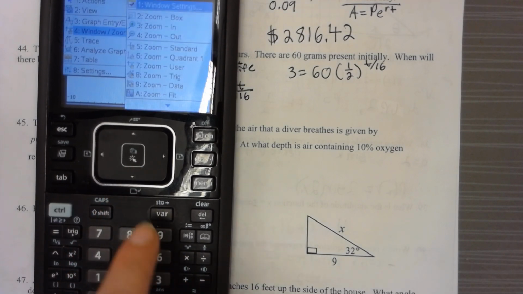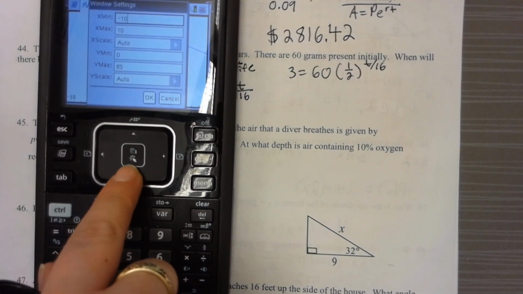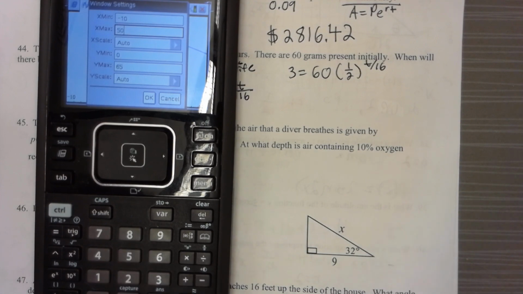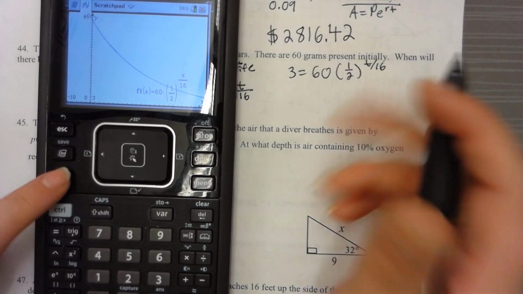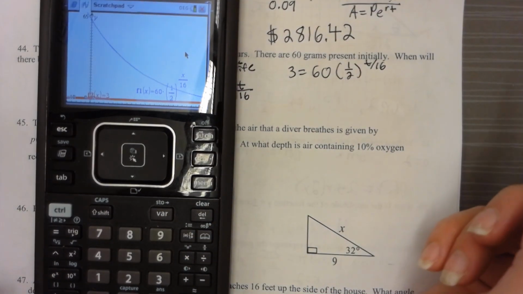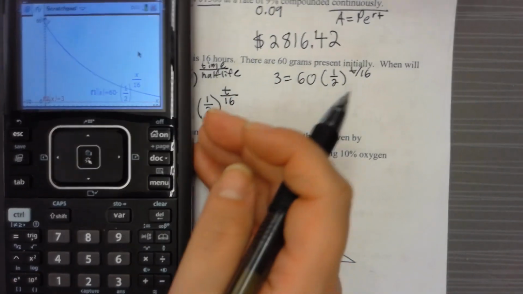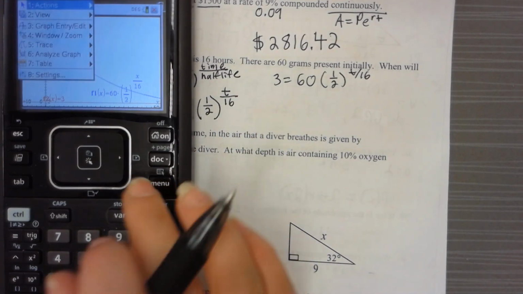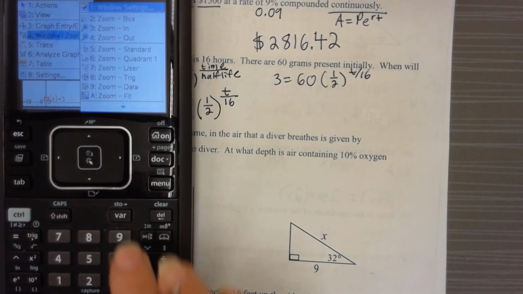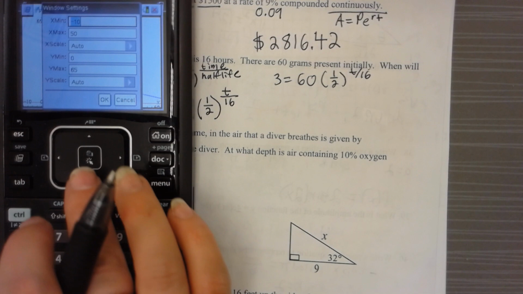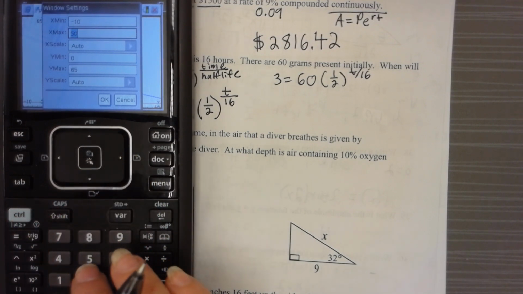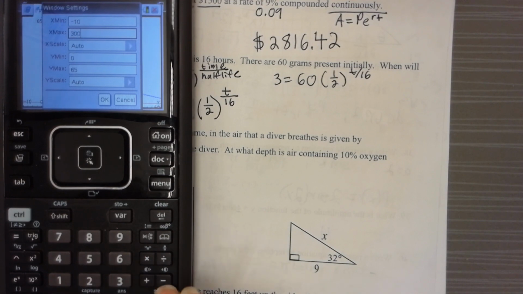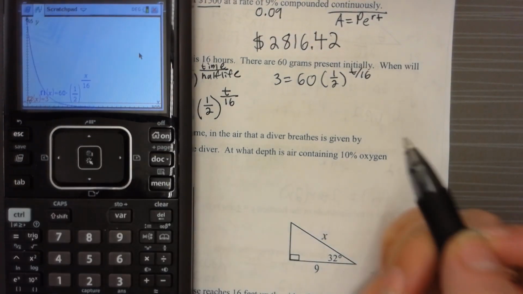So window/zoom, window settings, I'm going to change the x max to say 50 so that I get a little bit better shape of my graph. And so then I'm going to go ahead and I'm going to graph 3. And I still can't see the intersection there, so I actually need to go even further in my x values for those window settings. So maybe I go to, I don't know, 300, just to be safe. Yep, now I can definitely see that intersection.